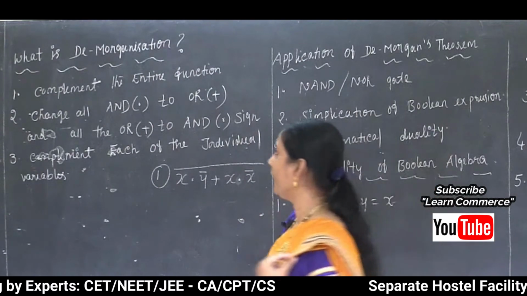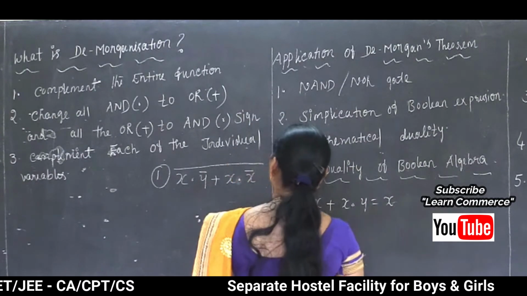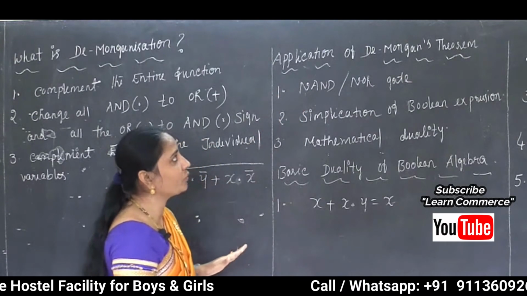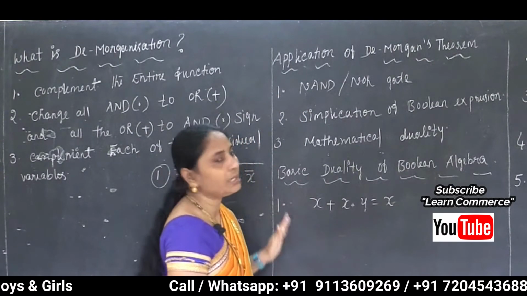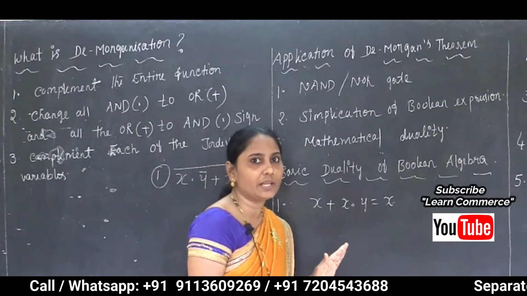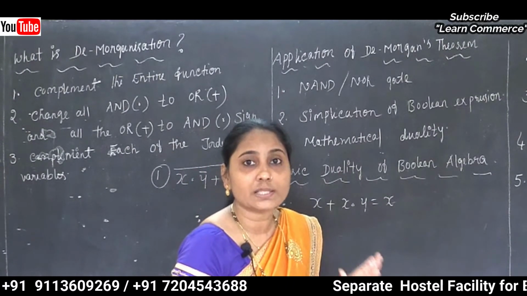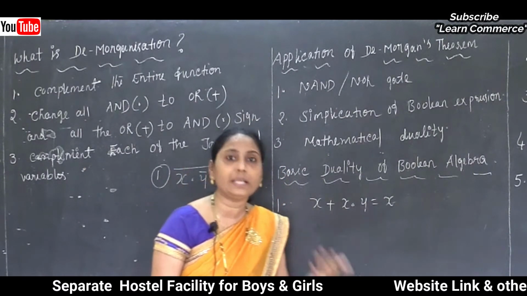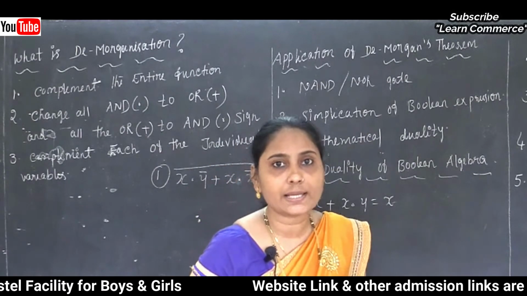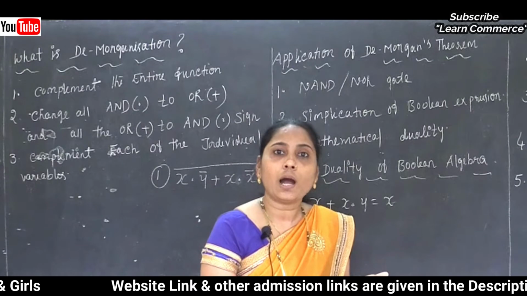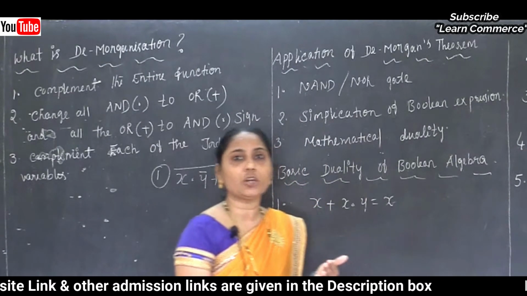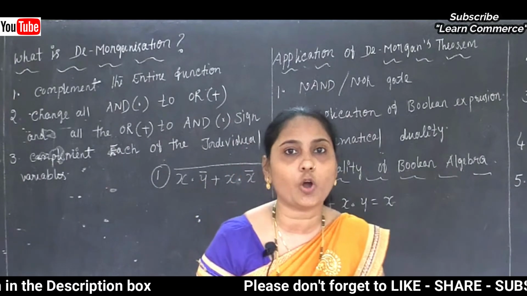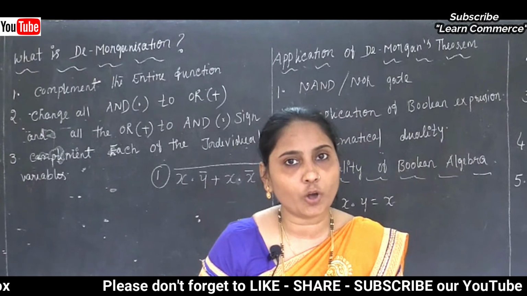Now after knowing some of the points in the process of De Morganization, the next thing is the application of De Morgan's theorem. We know the meaning of application: it is the uses of De Morgan's theorem, where we are going to use such a theorem. So we can say that De Morgan's theorem is very useful in the implementation of basic gate operations, while constructing some of the basic gate operations.